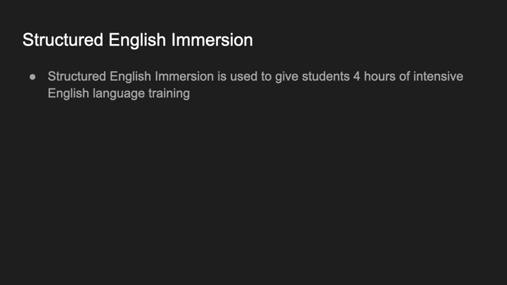Structured English immersion is used to give students 4 hours of intensive English language training. They focus quite a bit on how the English language works, including pronunciation, syntax, and vocabulary. The belief is that students need to know the basics of English in order to be able to master the language so then they can learn how to read, write, speak, and listen. This is different from sheltered English instruction, where they adapt English to the level of the students, but they focus more on the content first, such as science or history.